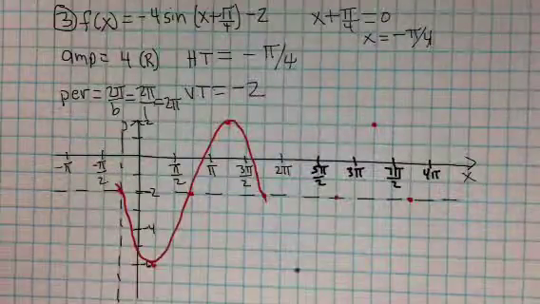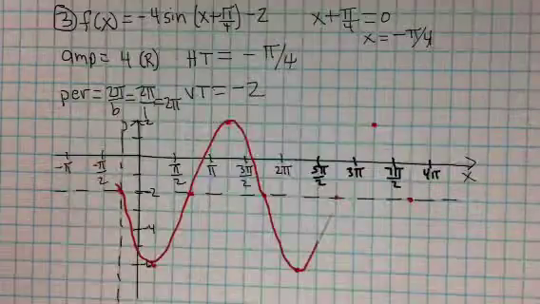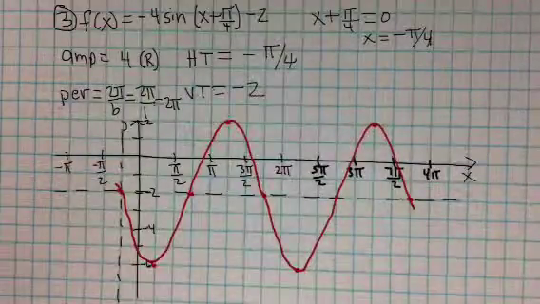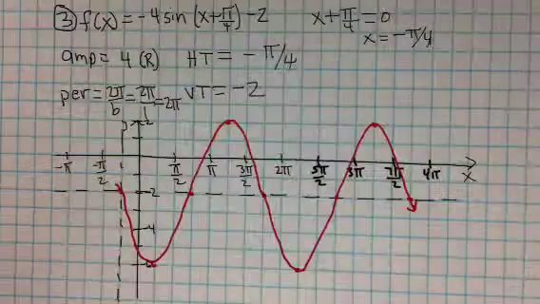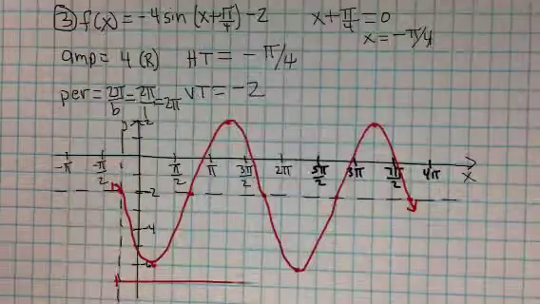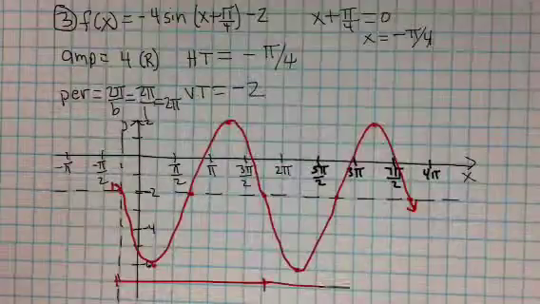connect those points. And there you have 2 periods. And there's not really enough room to draw another period, so we'll stop here. So here is 1 period up to here, and then here's another period to here.